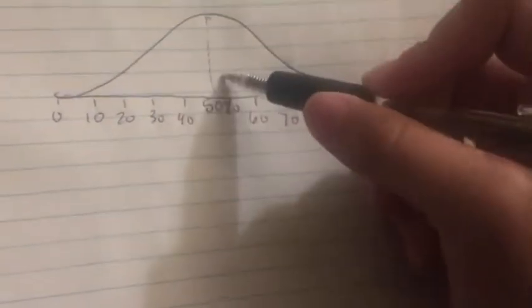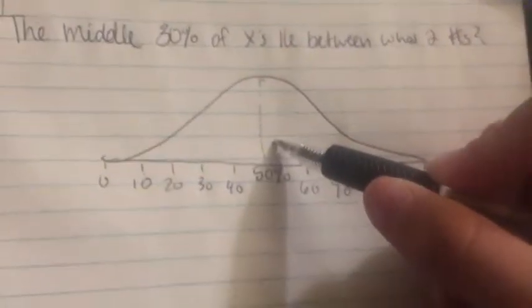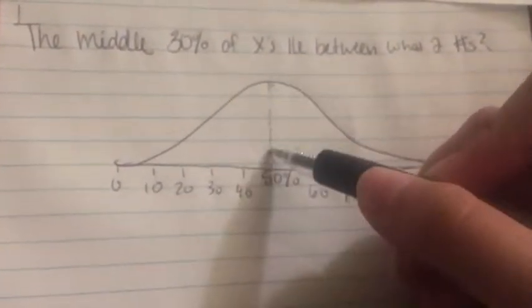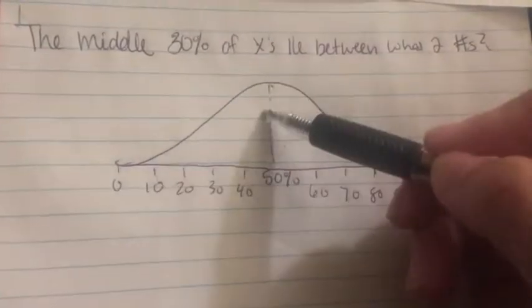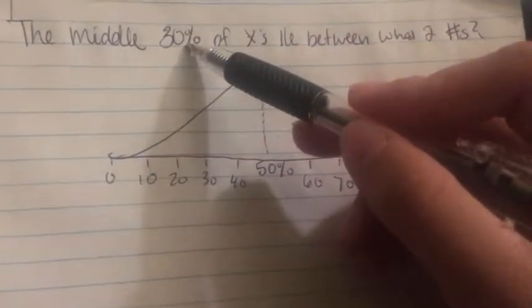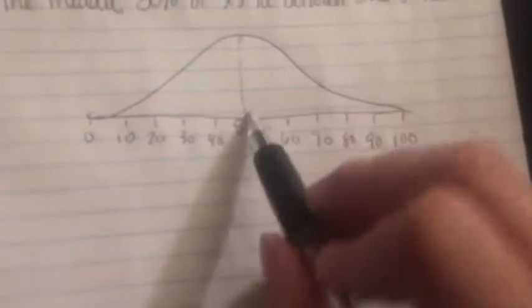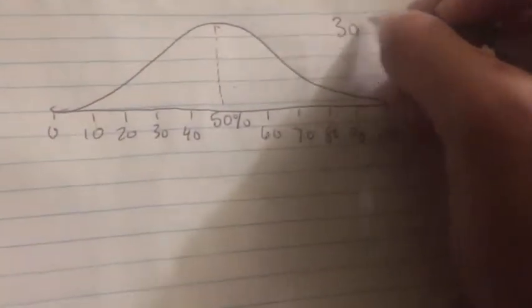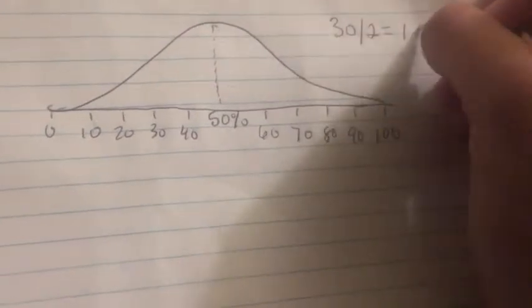Now you want to find the middle 30%. But the data is split down the middle right here. So in order to find the middle 30, you're going to have to split this number in half, because this is also split in half. So 30 divided by 2, and that is 15.